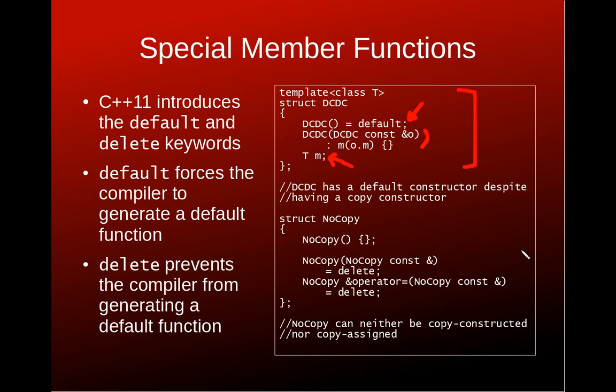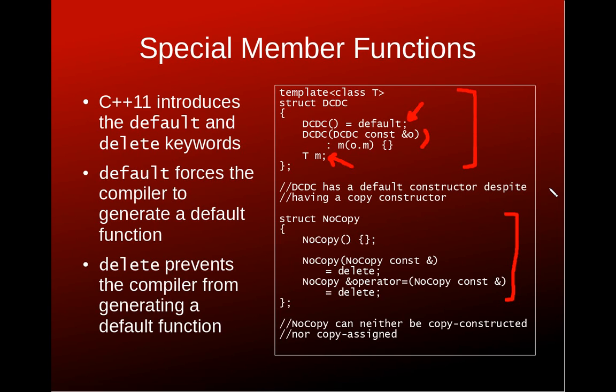In that same vein, we also have the delete keyword, which indicates the opposite of default. What delete indicates is, okay, don't generate a default function even though you've met the condition for it. So we have this struct here called noCopy. NoCopy has a default constructor which just does nothing. And we are indicating to the compiler that the default copy constructor and the copy assignment operator should be deleted. So the compiler should not generate defaults for those functions. So it can neither be copy constructed nor copy assigned.